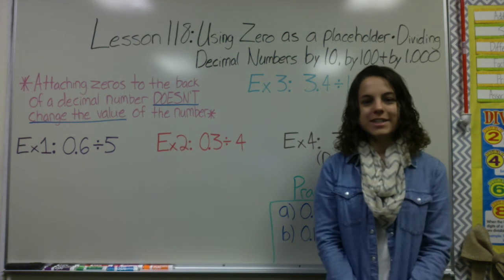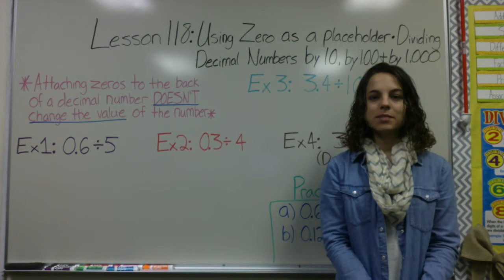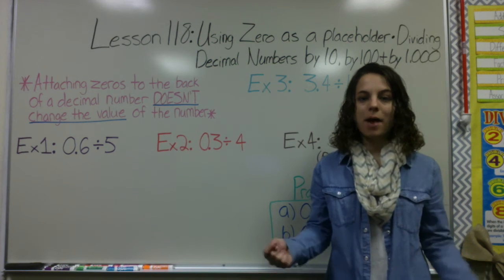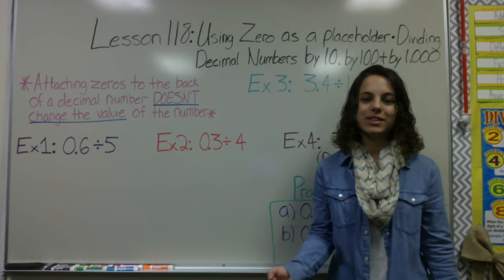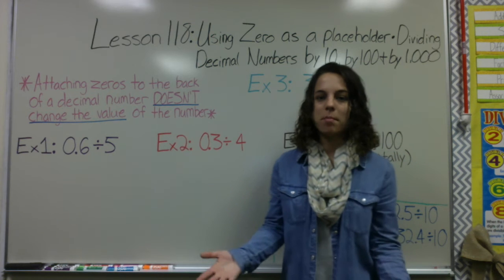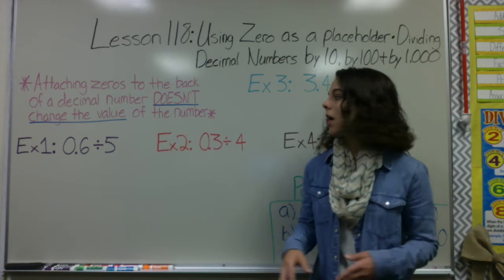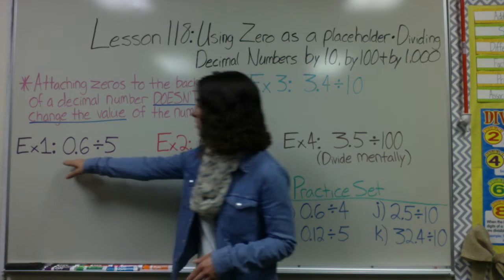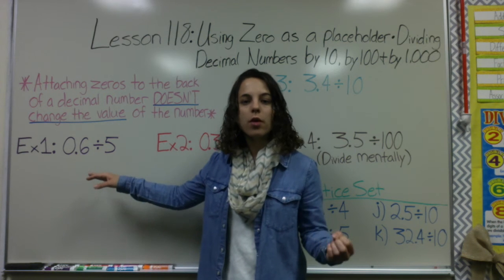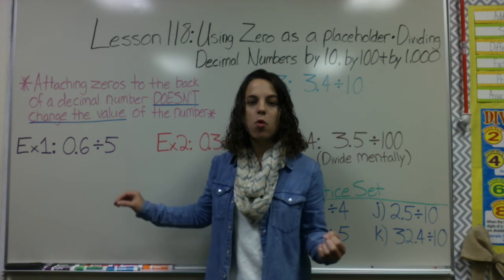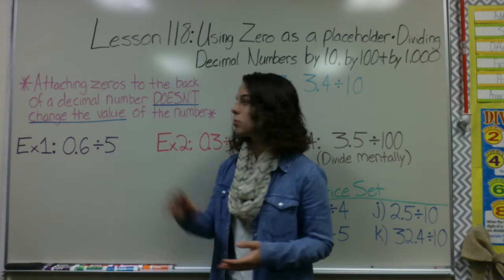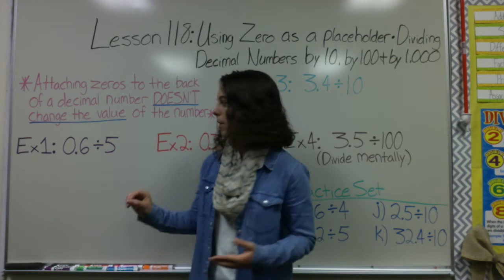Welcome to lesson 118. This is using zeros as placeholders and dividing decimal numbers by 10, by 100, and by 1,000. We already have learned to divide decimal numbers by a whole number. Now we are going to be dividing those decimals where we have a remainder, but we're not going to write it as a remainder anymore.